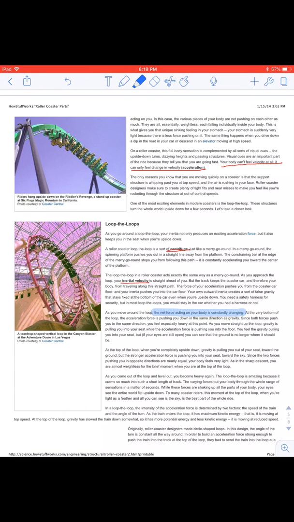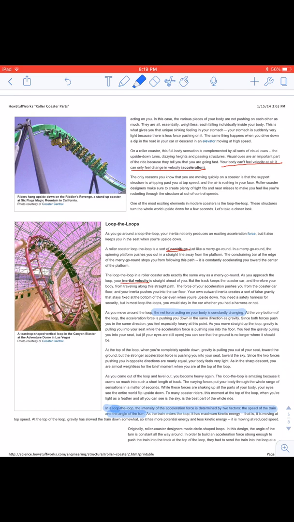Now, the beginning of this part kind of sounds like it's about forces and those related effects on your body. So I'm going to mark that here in blue. I'm going to start in the loop. The intensity of the acceleration force is determined by the two factors, the speed of the train and the angle of that turn.